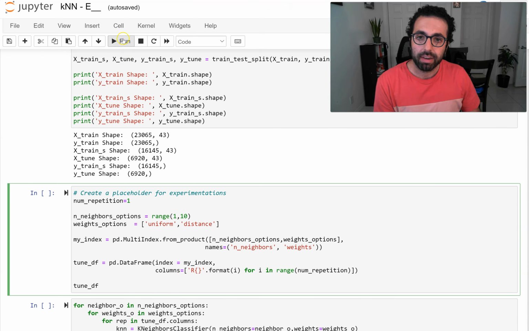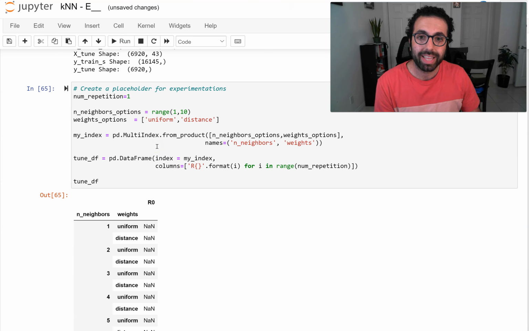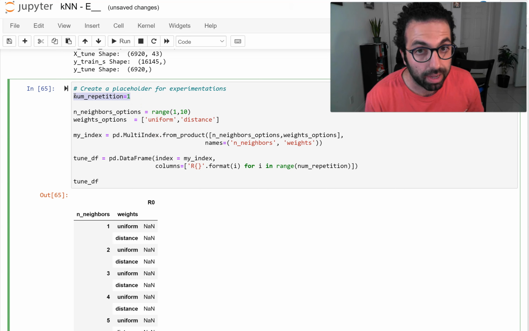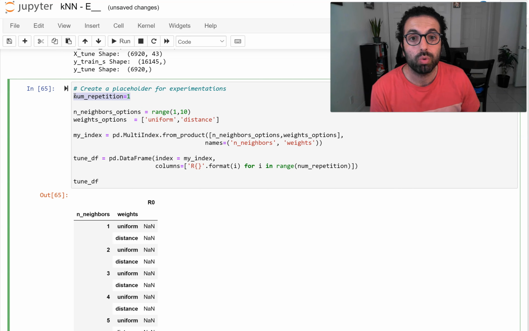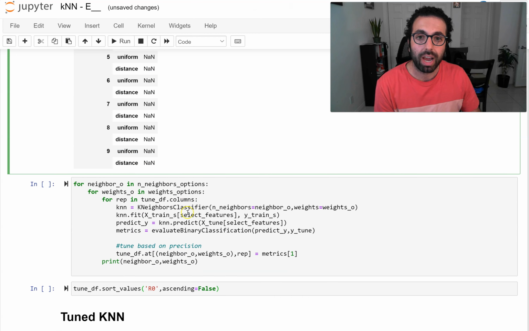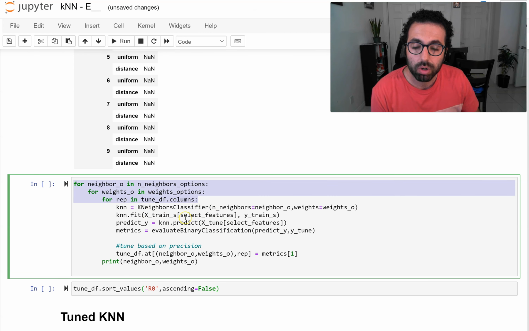We created TuneDF, which is a placeholder here. One of the things that I want to point out here is the fact that KNN is not a random algorithm. That's why you're not going to need more than one repetition. So that's why we only have one repetition here. And once you have this set up, now you can create an algorithm or a nested loop to go about doing the tuning.